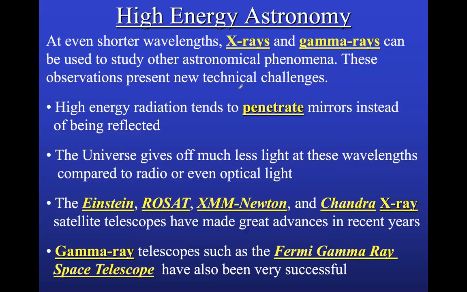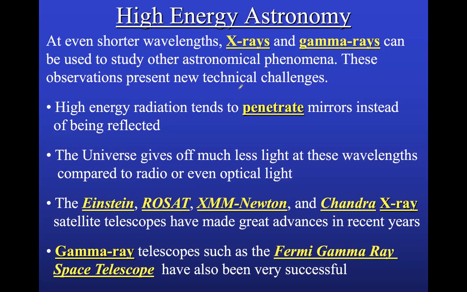Right? Remember we have talked about radio astronomy, then infrared astronomy, and we just finished talking about ultraviolet. Then there is another section called high energy astronomy. High energy astronomy means shorter wavelength astronomy, which is about making observations using X-ray and gamma ray telescopes, right? And these observations present new technical challenges because these high energy radiations tend to penetrate mirrors, right?